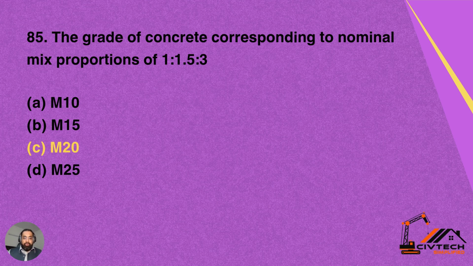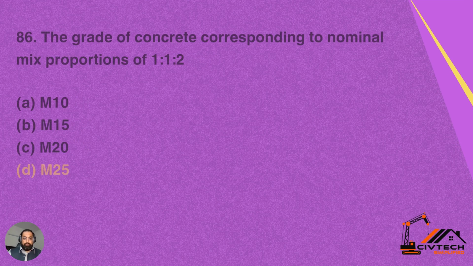Question 85. The grade of concrete corresponding to nominal mix proportion of 1:1.5:3. Option A is M10, option B is M15, option C is M20, option D is M25. So 1:1.5:3 refers to M20. Option C is the correct answer for this question.